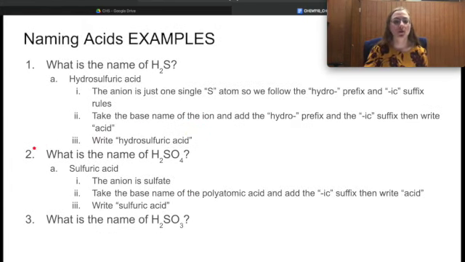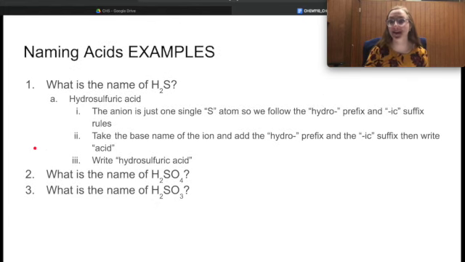Okay, so when we look at the second acid on the screen, if you didn't already see the name because I put the answer up on screen, we have H2SO4, okay? So when I look at this, I see I have an acid because it starts with hydrogen, and then it's followed by a polyatomic ion. It's not followed by a monatomic ion, it's followed by a polyatomic anion. So therefore, I look to see what my anion is, and I name it based on the name of the polyatomic anion.